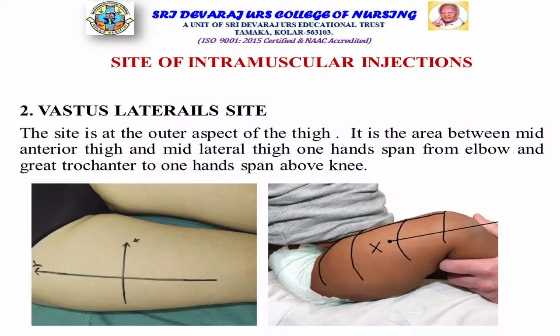Vastus lateralis site: this site can be selected at the outer aspect of the thigh. It is the area between the mid anterior thigh and mid lateral thigh, one hand span from the greater trochanter to one hand span above the knee.